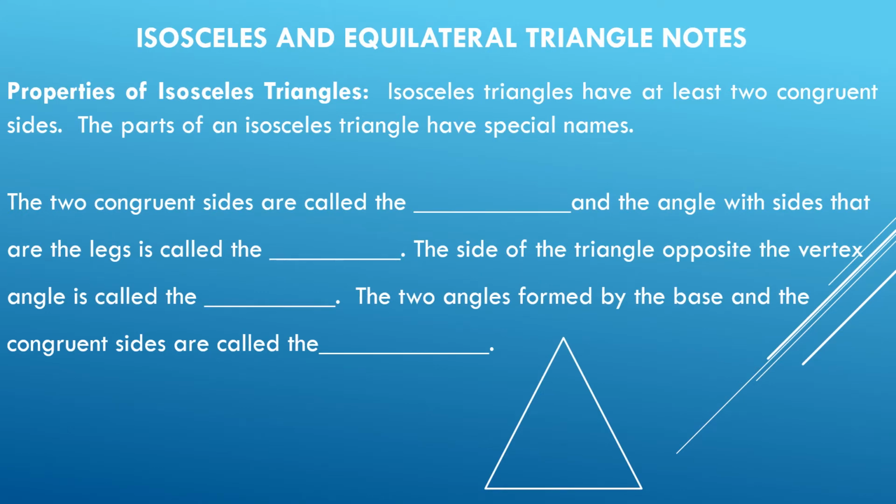Isosceles triangles have at least two congruent sides. These congruent sides are called the legs of the isosceles triangle. The legs are connected with the angle called the vertex angle. The side opposite to the vertex angle is called the base of the isosceles triangle. The two angles formed by the base and the congruent sides are called the base angles.